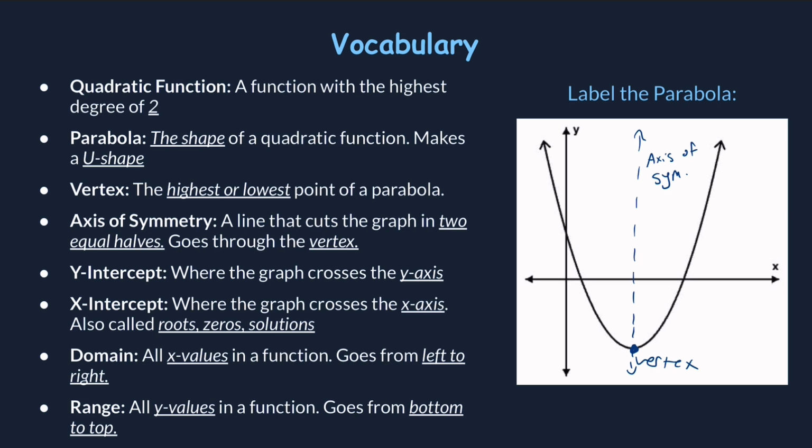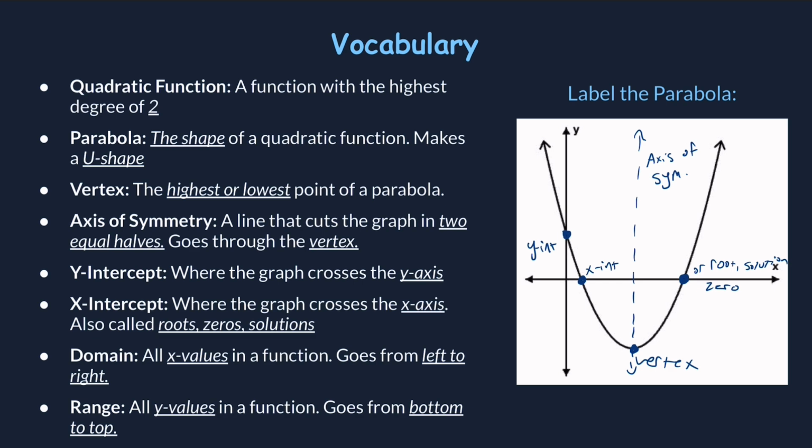Y-intercepts are wherever we cross the y-axis. So right here would be my y-intercept. And x-intercepts is where we cross the x-axis. So this point and this point. Now these are our x-intercepts, but we could also call these roots, zeros, or solutions. So just keep that in mind going forward. So this is x-int or our root, solution, or zero.